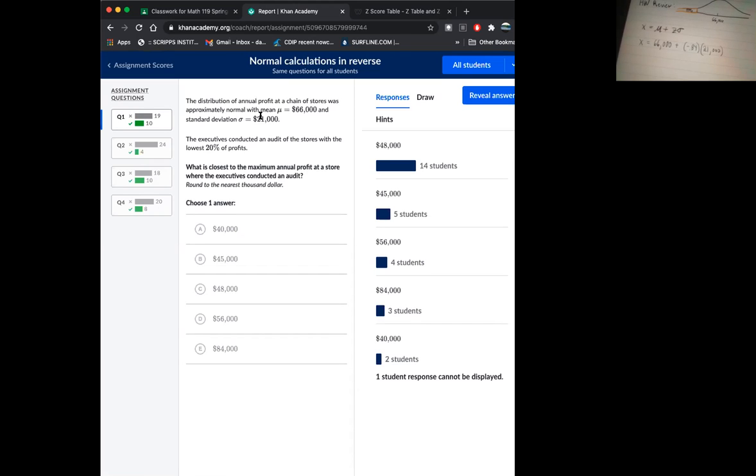It's about, so 80% of 21,000 is about 16,000. So if you take away 16,000, yeah, it looks like it's going to be around about 48,000 will be roughly the profit there. But we can double check just to make sure.